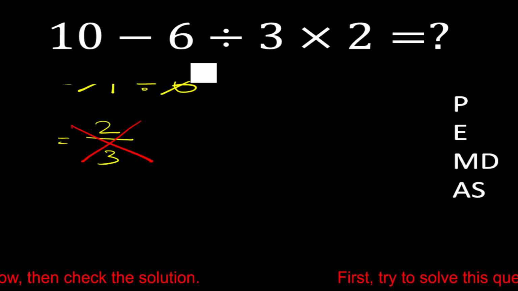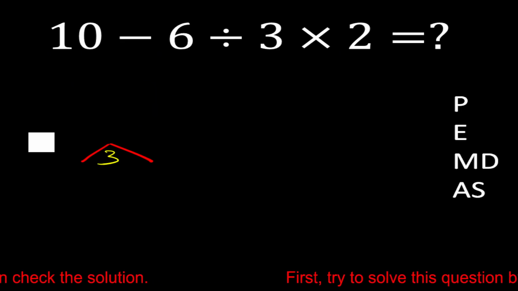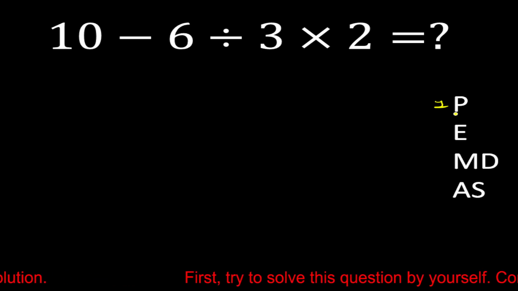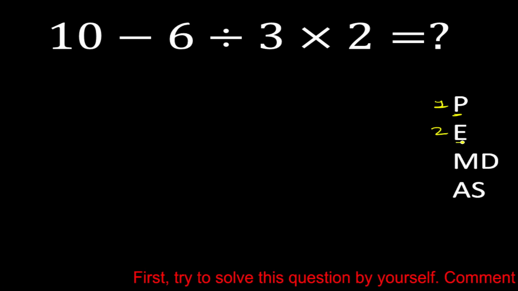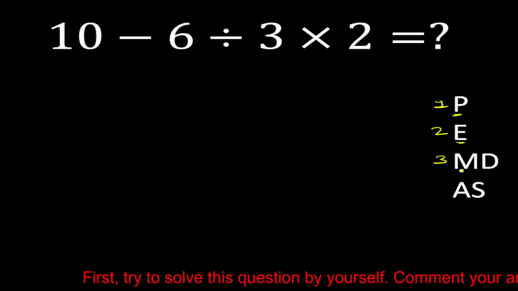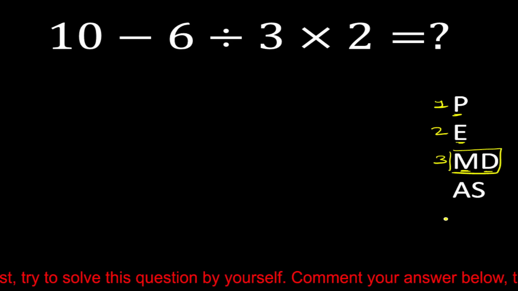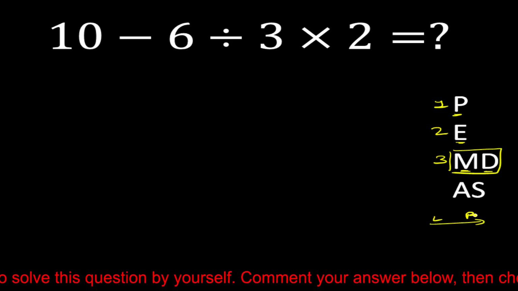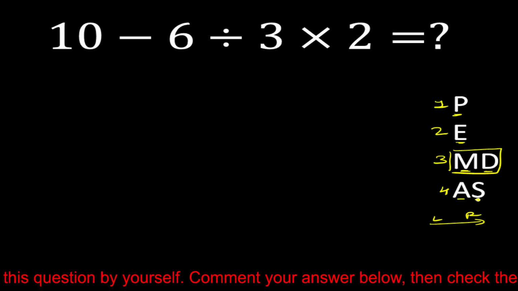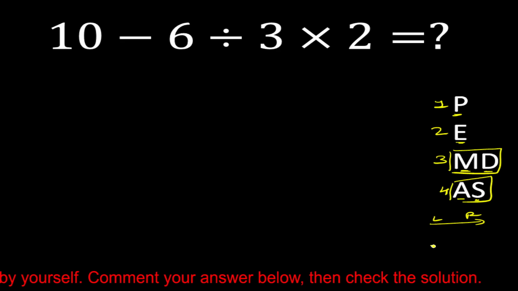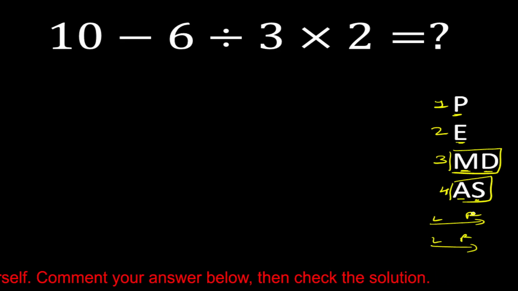So now let's solve this problem correctly by using the PEMDAS rule. Okay. PEMDAS: first priority is parentheses, second priority is exponents, third priority is multiplication and division, and both have equal priority, so we have to solve it from left to right. Fourth and last priority is addition and subtraction. In addition and subtraction both have equal priority, so we have to solve it from left to right.